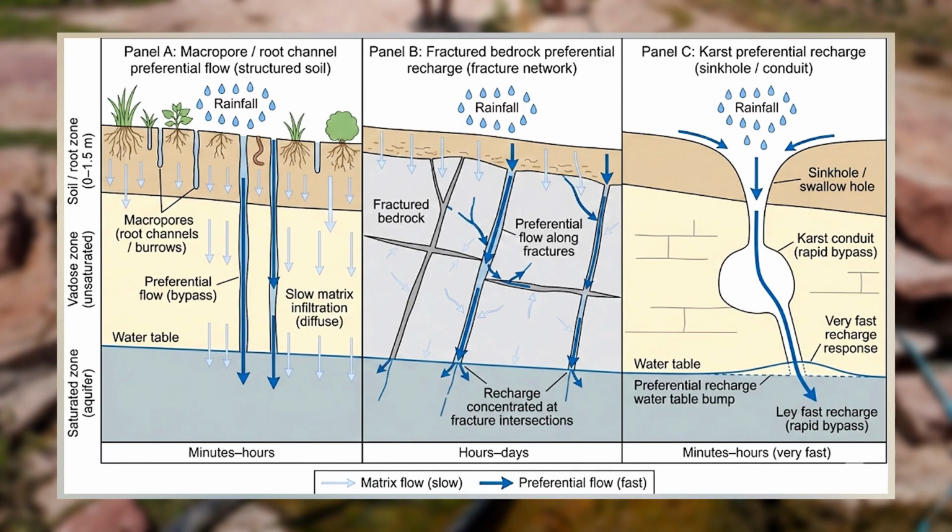So this type of recharge is common in fractured rocks. It causes the water table to rise much faster than would be expected if the water had to seep through the soil normally. So this mechanism is sometimes called bypass recharge because it bypasses the conventional soil moisture calculations.